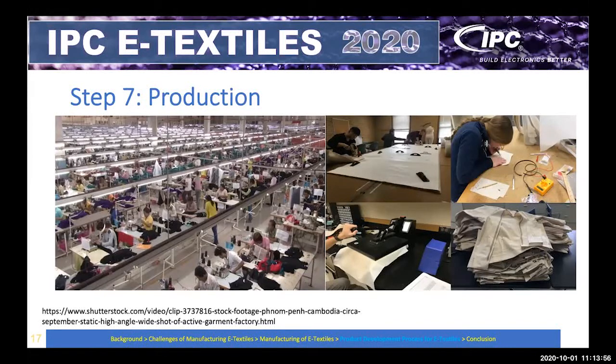So you can have one section doing the cutting part. There will be one section where they assemble or integrate the electronics into the fabric. There'll be one section that sews all the garment pieces together, and there'll be one section that does the testing of the final garments.